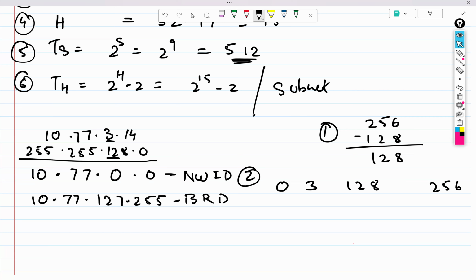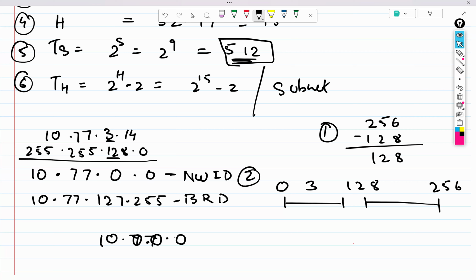Now you may ask me, sir, you said we calculated 512 subnets, but here there are only 2 subnets, 0 to 127, then 128 to 256. Remember, we are calculating from 10.0.0.0. We have subnets before 77 also.